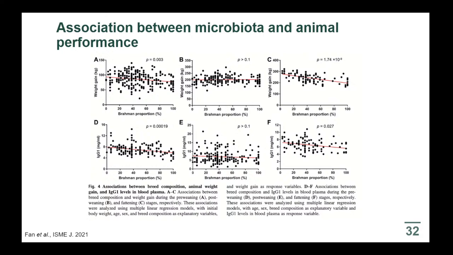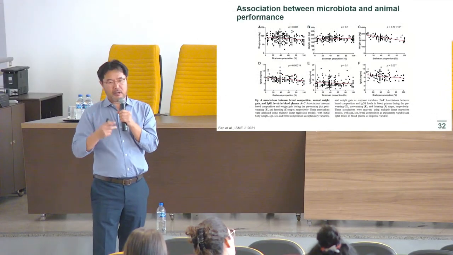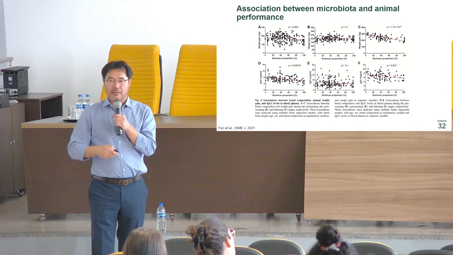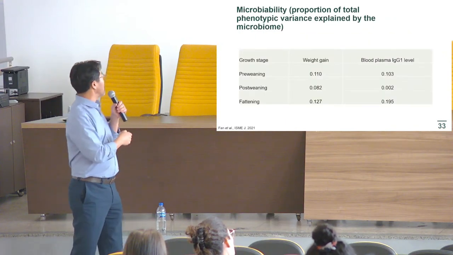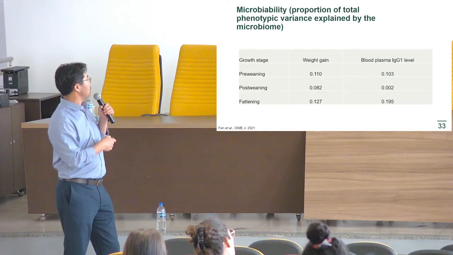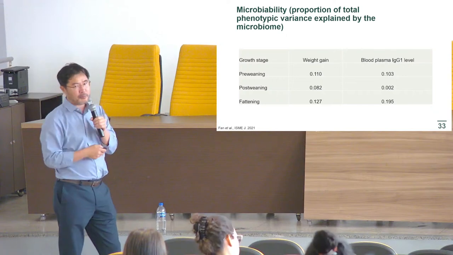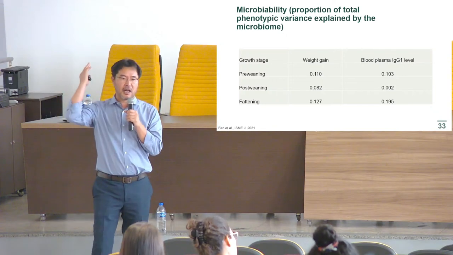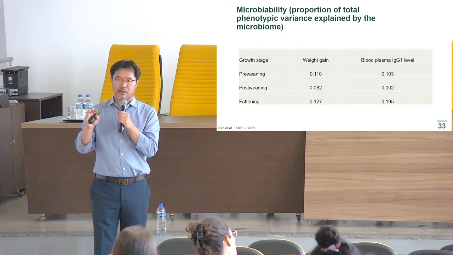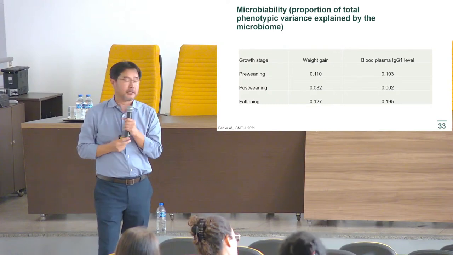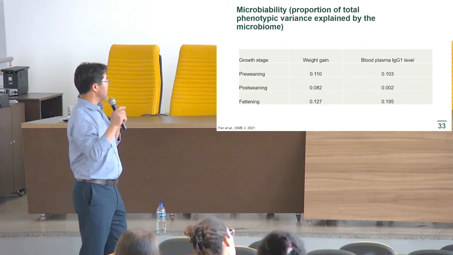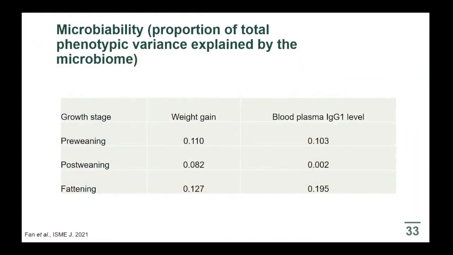So now, I wanted to know if this effect was affected by microbiota or not. So we calculated microbiability, which is looking at the portion of total phenotypic variance explained by the microbiome. So about 10% of the phenotype was associated directly with the microbiome. Okay, so I strongly believe the microbiome is affected by host genetics and changes the animal performance.